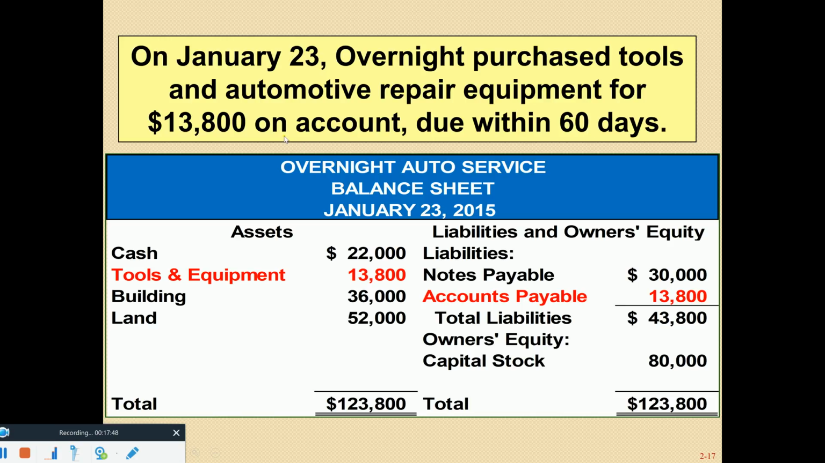Now there's one thing I want to point out to you. Whenever you see the term "on account," that means cash did not change hands just yet. So that means we bought the equipment, but we didn't pay for it yet. The $13,800 is a brand new asset, and we're going to put that over here on the asset side, tools and equipment, and you see the balance, $13,800. But over here on the liability side, we have a new debt, and we'll call that accounts payable, $13,800. And once again, after every transaction, our balance sheet balances.